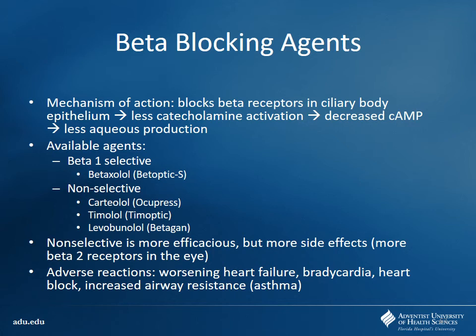Now, these agents are notable because you do have the possibility for having systemic absorption. So you can end up having systemic side effects. And beta blockers, if they affect the beta receptors in the heart, can lead to things like bradycardia, heart block, worsening heart failure if they already have kind of a poor cardiac output.